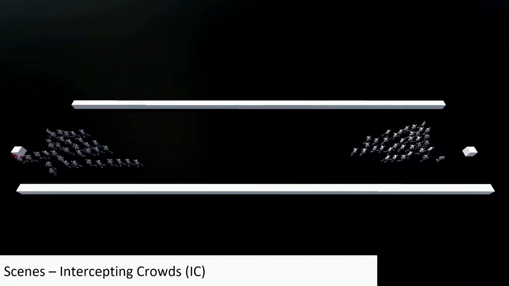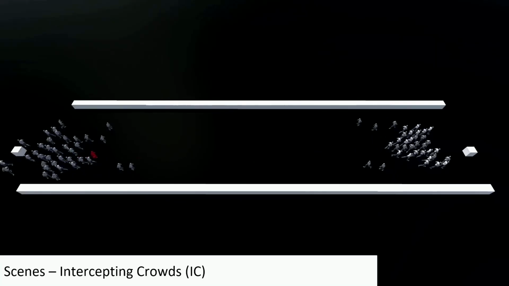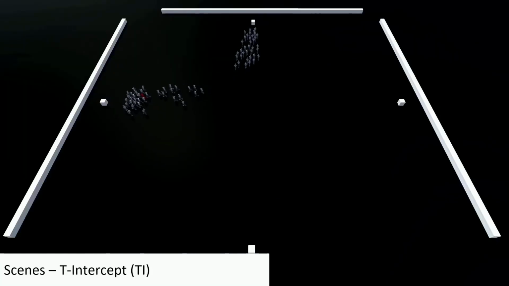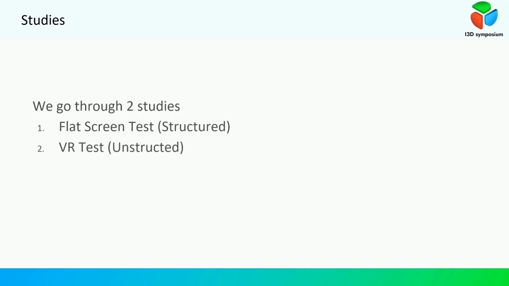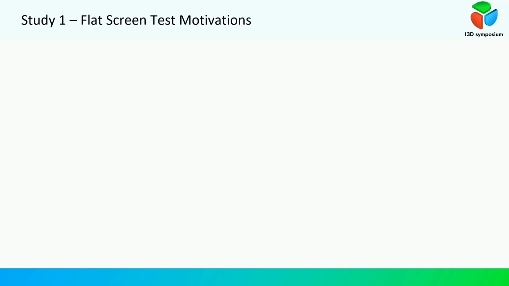Then we have intercepting crowds, where we have two groups repeatedly clashing into each other. And the intercept, where it's the same, except now the intersection is orthogonal. With these scenes, we go through two main studies. The first is what we call the flat screen test, which is our more structured test. And the second is a VR test, which is more unstructured.